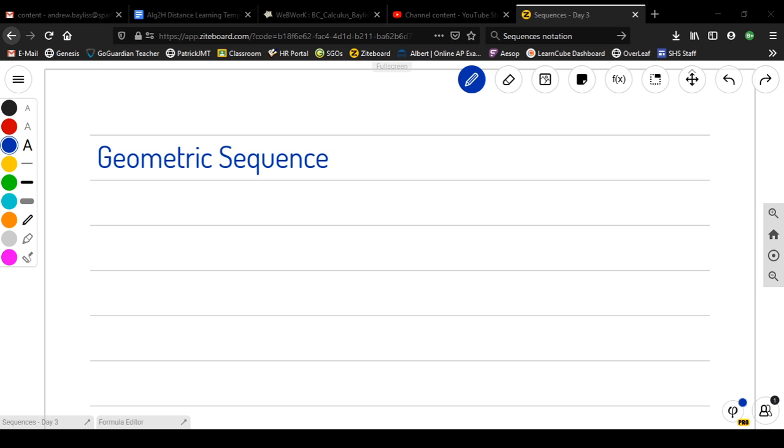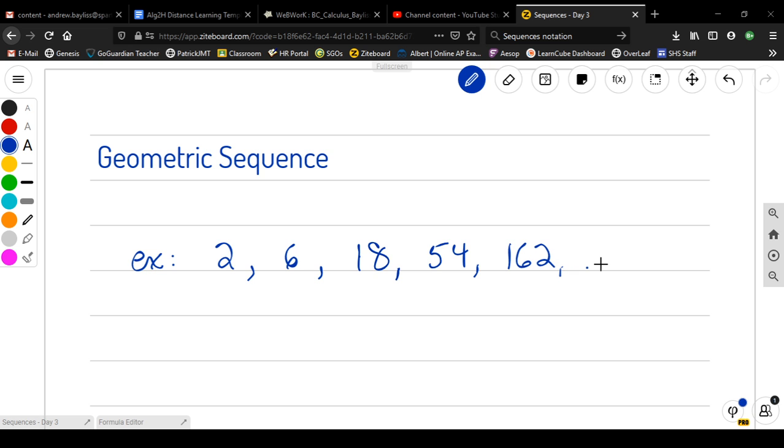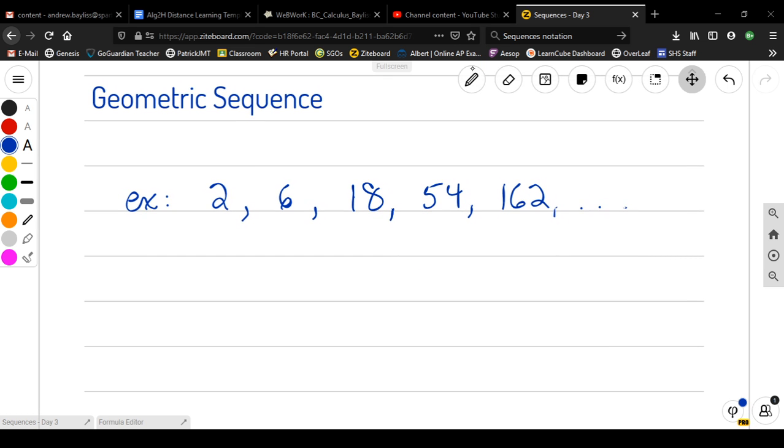Now you may remember this from geometry or someplace else, one of your other classes. But a geometric sequence would be like the following, right? It would be like 2, 6, 18, 54, 162, and so on. This here is a perfect example of a geometric sequence, okay?